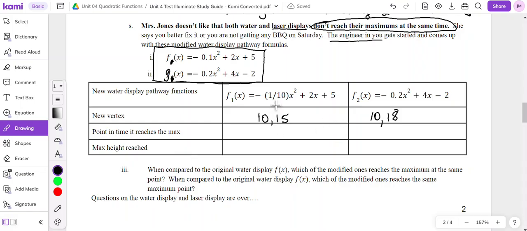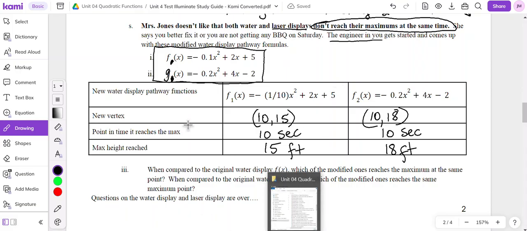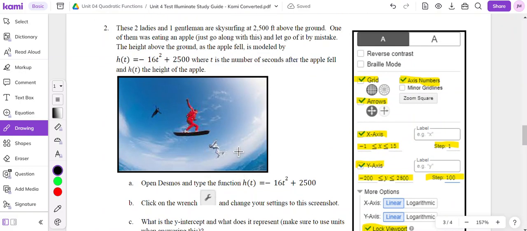Now, the point in time when it reaches the maximum. Well, this one reaches the maximum at 10 seconds. This one reaches the maximum at 10 seconds as well. What is the maximum height that is reached? This one reaches 15 feet. This one reaches 18 feet. So now they both reach the maximum at the same time. You solve the problem and you are getting barbecue. Yay! All right, next problem.